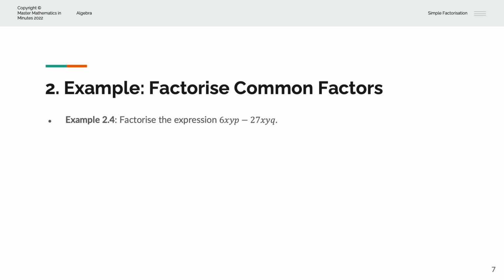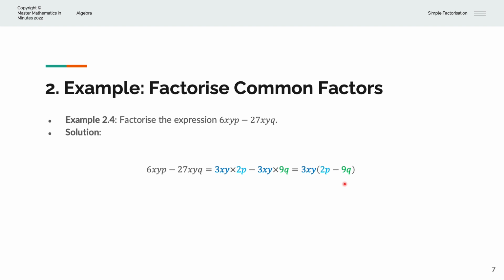In the fourth example, we're asked to factorize the expression 6xyp minus 27xyq. So we can rewrite this expression. 6xyp can be rewritten as 3xy multiplied by 2p, and we'll carry the minus sign across. And 27xyq can be rewritten as 3xy multiplied by 9q. Notice that 3xy is the highest common factor, which we can factorize and place outside the brackets. And we'll copy 2p minus 9q inside the brackets.